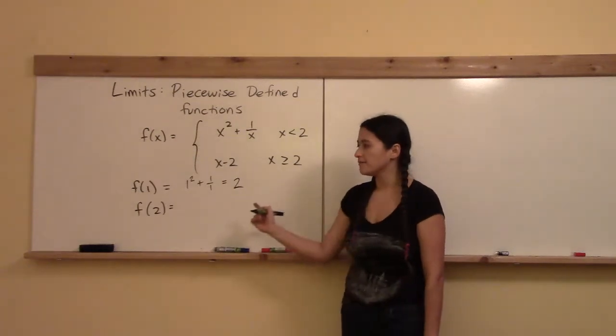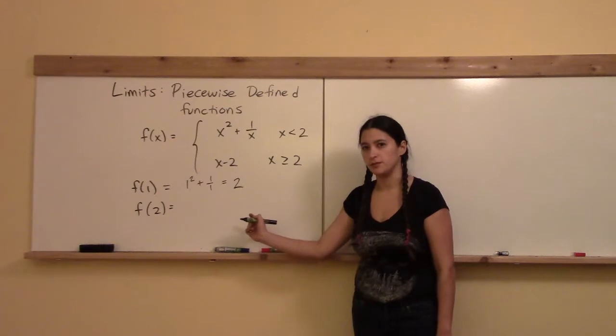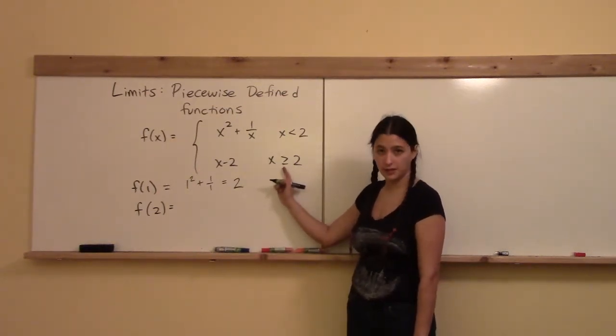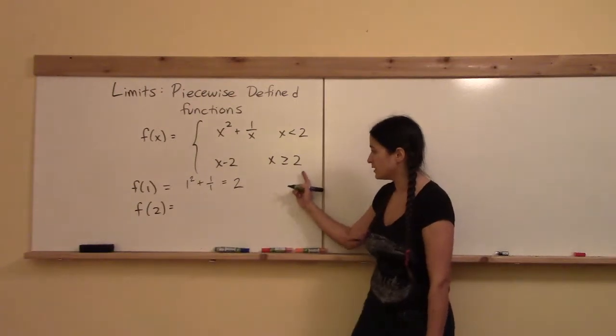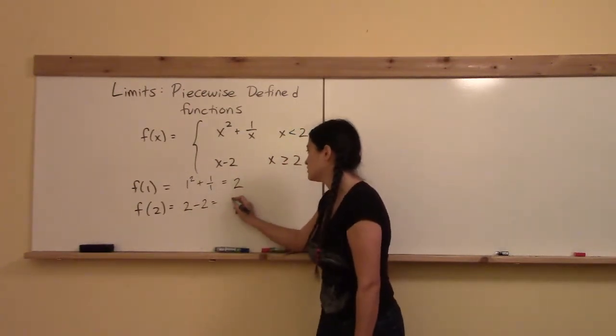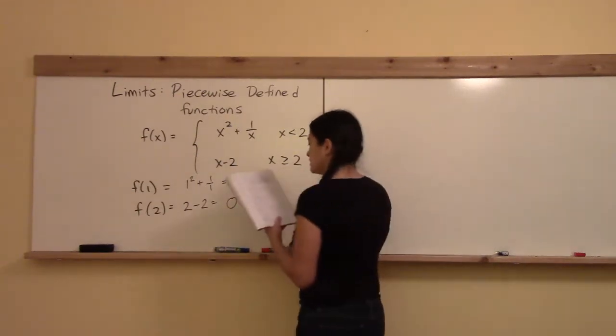What about when I'm asking to put in the number 2? Which one are you going to use? You have to look for the one that has the equal sign under it right here, right? So then I'm going to plug in the number 2 into this, so I'm going to do x minus 2, and so f of 2 is 0. Okay, so that's a piecewise defined function.